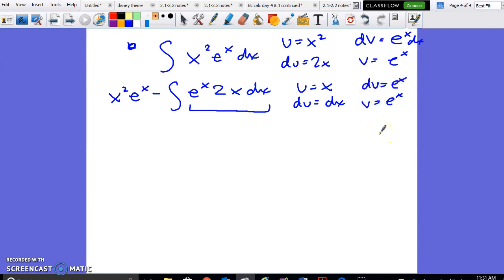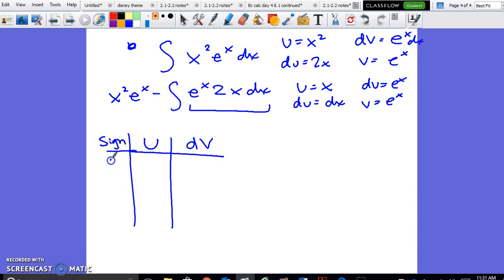It's not that bad. However, there is a quicker way. So if you want to finish that out, go for it. I'm going to show you a quicker way. What you do is you make a list of your u and your dv, and then you do your signs. The signs are always going to be plus, minus, plus, minus. And you keep going and keep going.